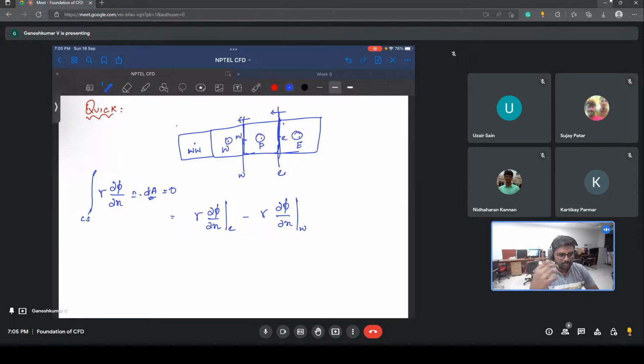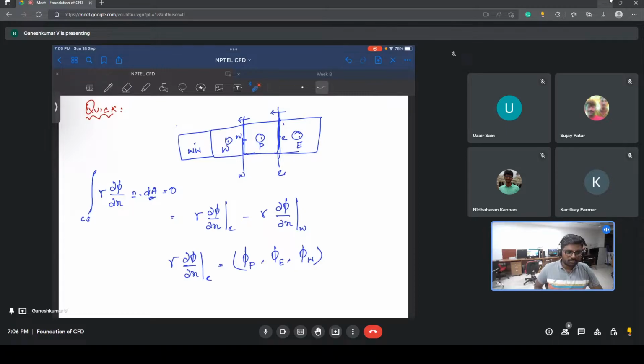So we apply these schemes to get the face values. Let's say for the east face, we write it as a function of phi P, phi E, and phi W. We selected these three points for this interface to find the value at this face. We took one point on that side and two points on this side. Actually it is based on the flow.